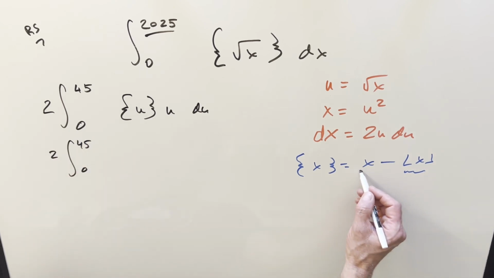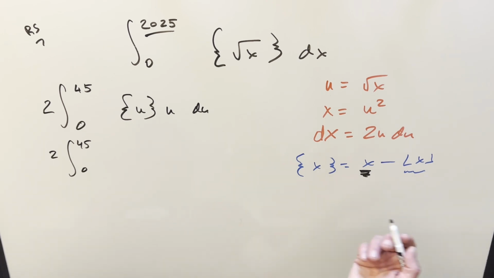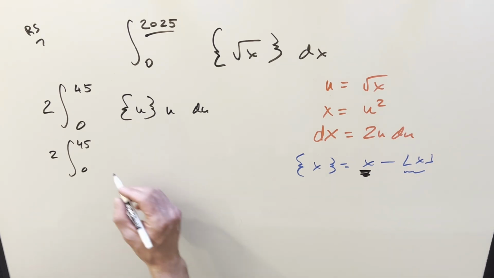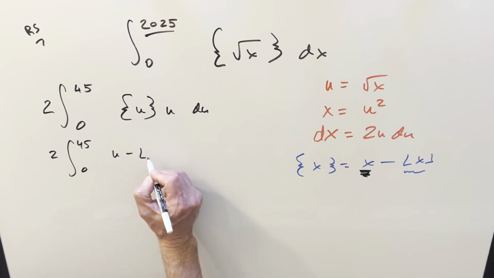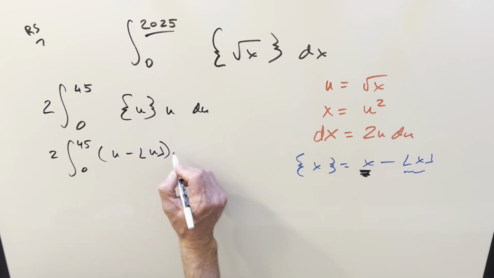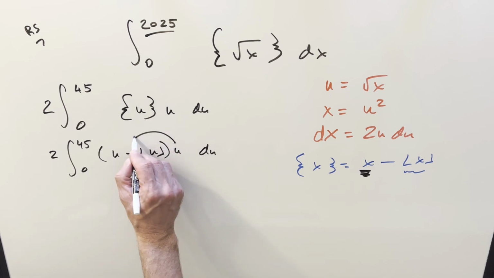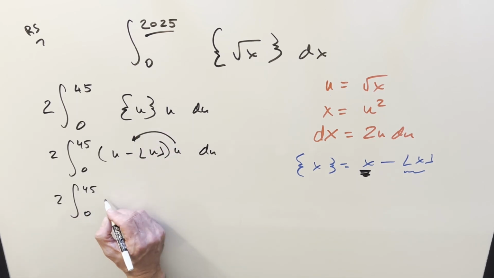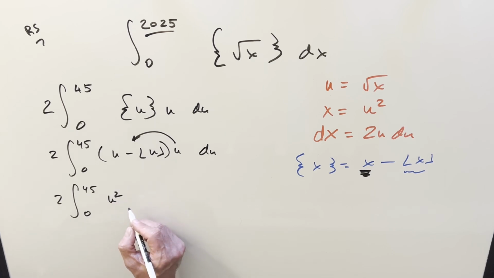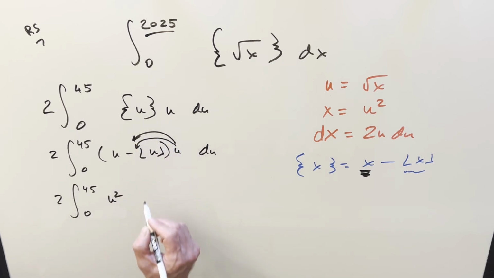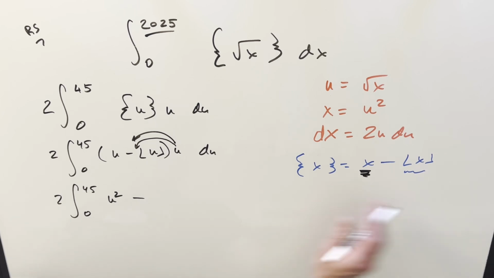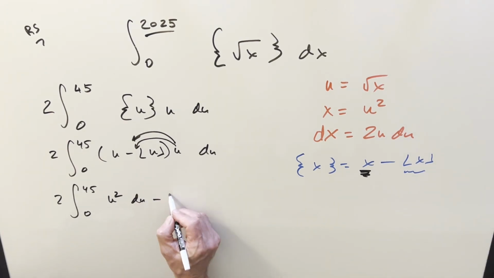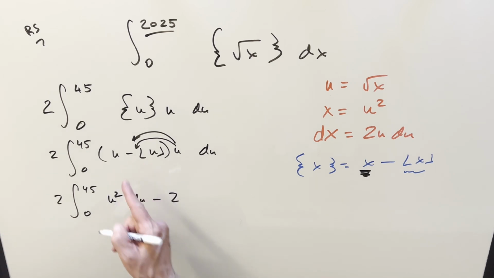This is something we can integrate, because the floor function is going to turn into an integer value, so it will be easy to deal with this way. I can rewrite it as u minus floor function of u, all times u. Distribute in the u and let's see what happens. The first integral is clearly going to be super easy, with the power rule. We should have a du in there, so let's do du minus 2, distributing in the 2 and the minus sign.